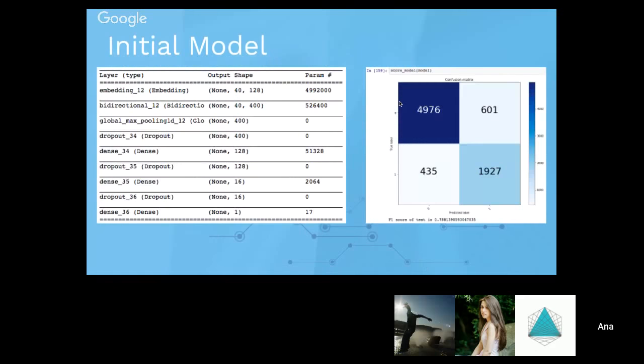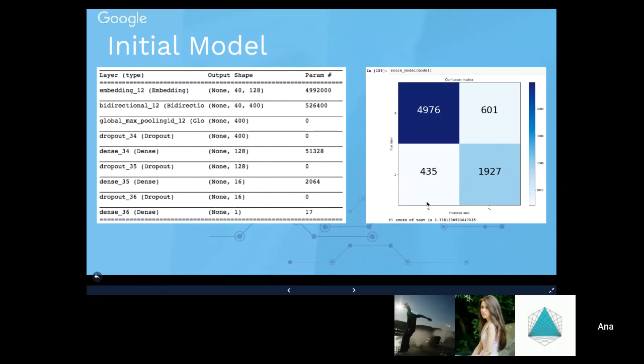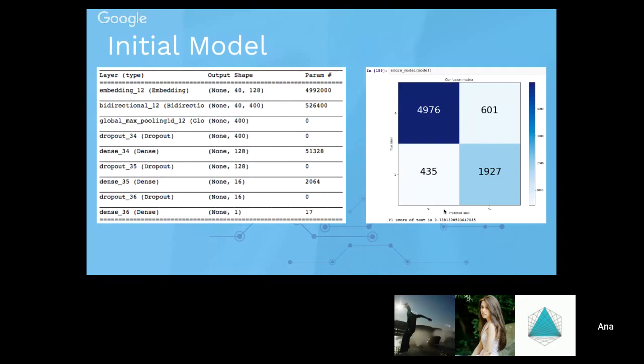So this is our initial model. Here you can see our F1 score. It is 0.788, and this is the initial one. A few more words about this network. It is a bidirectional LSTM. We use some dense layers and, of course, word embeddings.